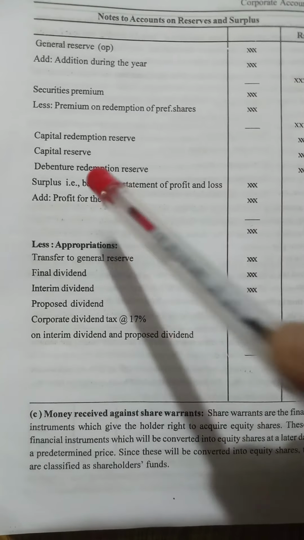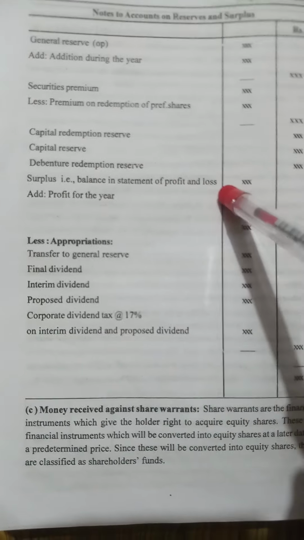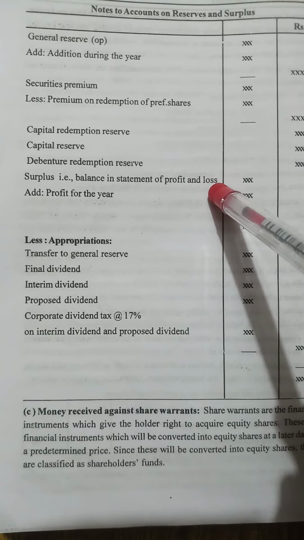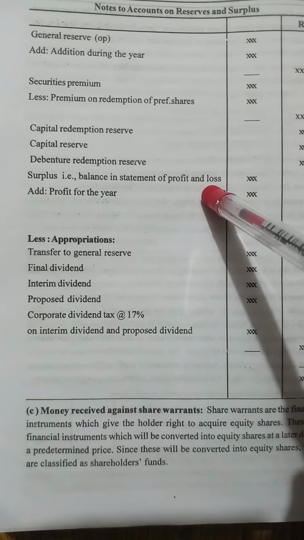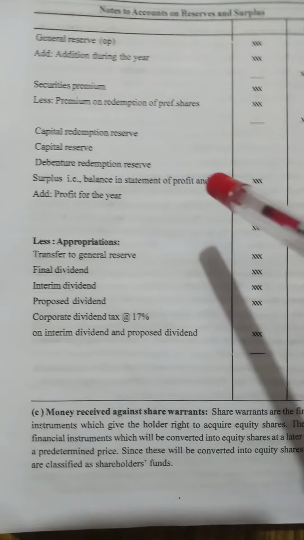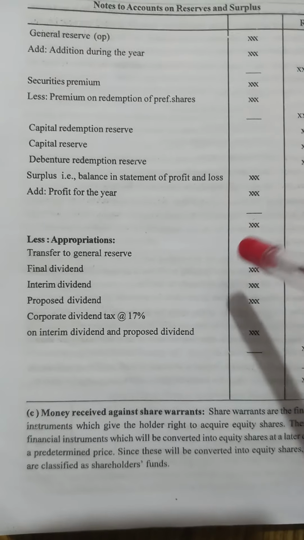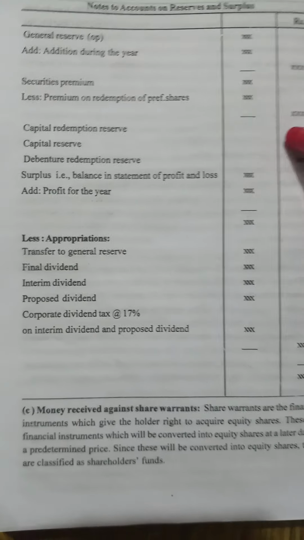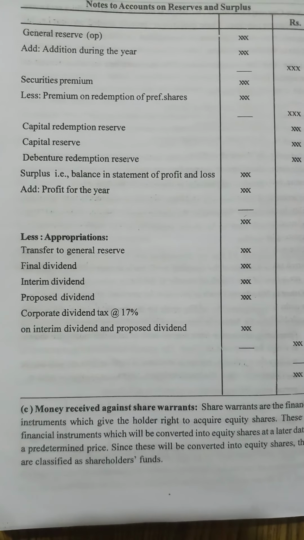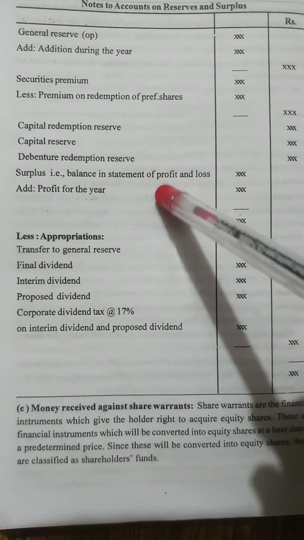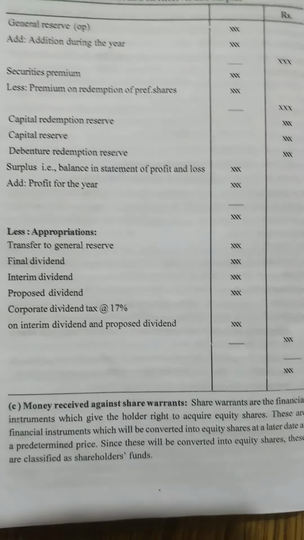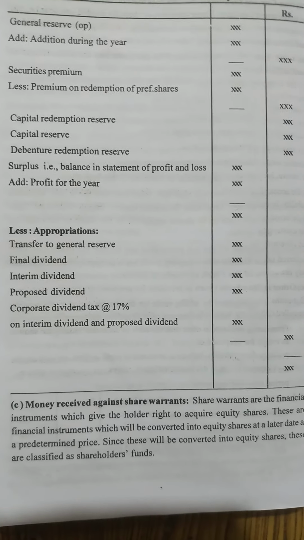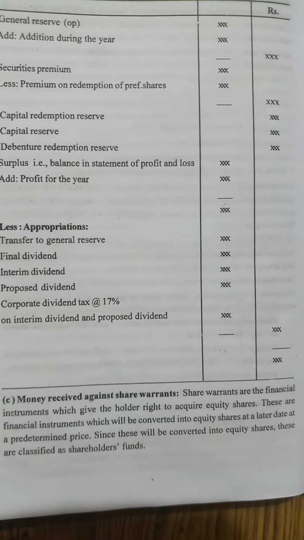Then the next thing is surplus. Surplus is nothing but the profit and loss account of the company. As per the balance sheet, it will already be mentioned in the balance sheet if there is any profit. In that profit and loss account, we have to add this year's profit. So that will be combined, and we have to mention it in the amount column. In that we have to make some deductions, because every year from the profit, the general reserve as well as the dividend, everything will be deducted.